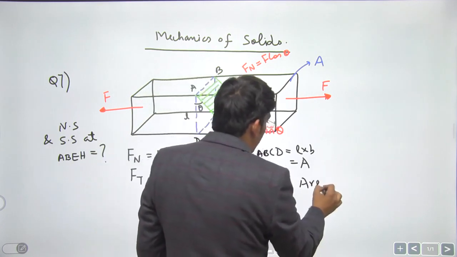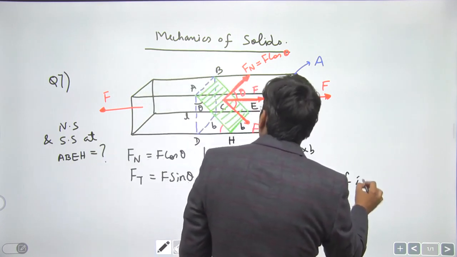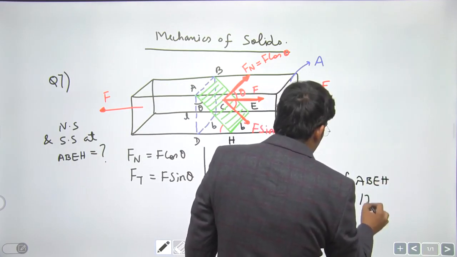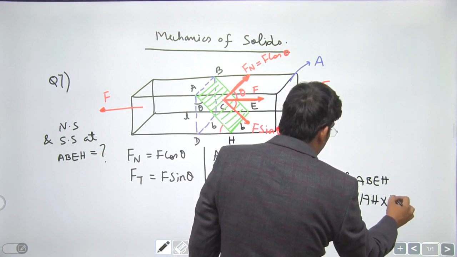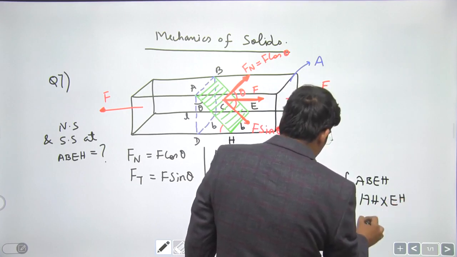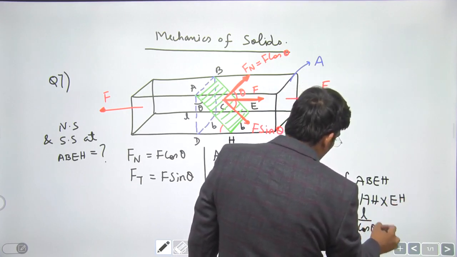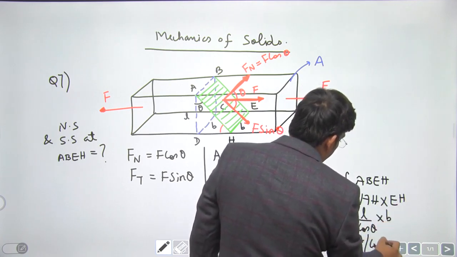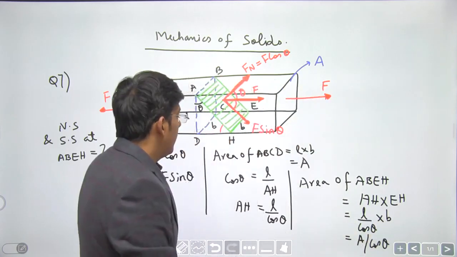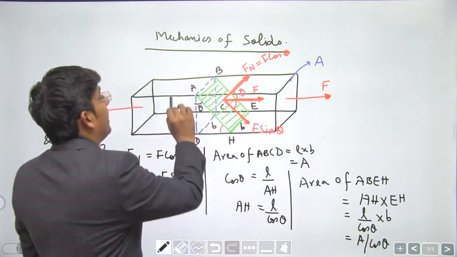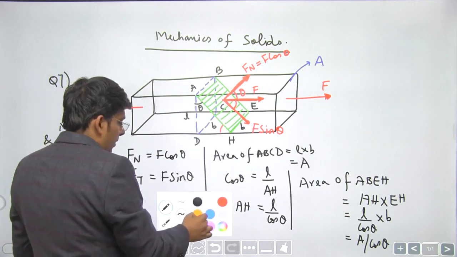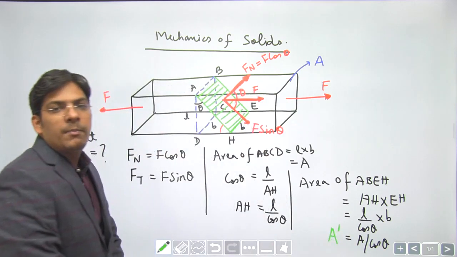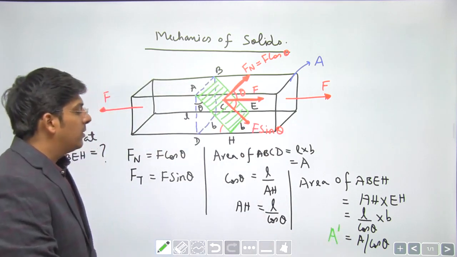Now area of ABEH is actually equal to AH into EH, right? This is L by cos theta into B. L into B is equal to area, so this is A divided by cos theta, dear students. So this is actually the area of the plane ABEH, which is given by A divided by cos theta.